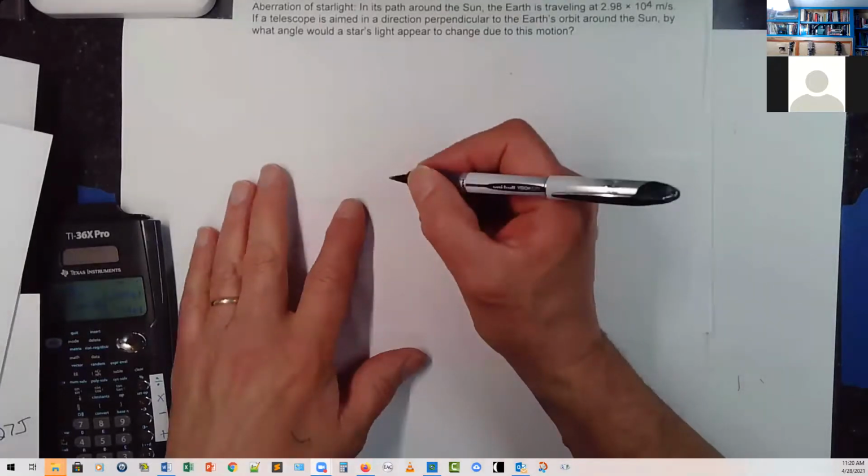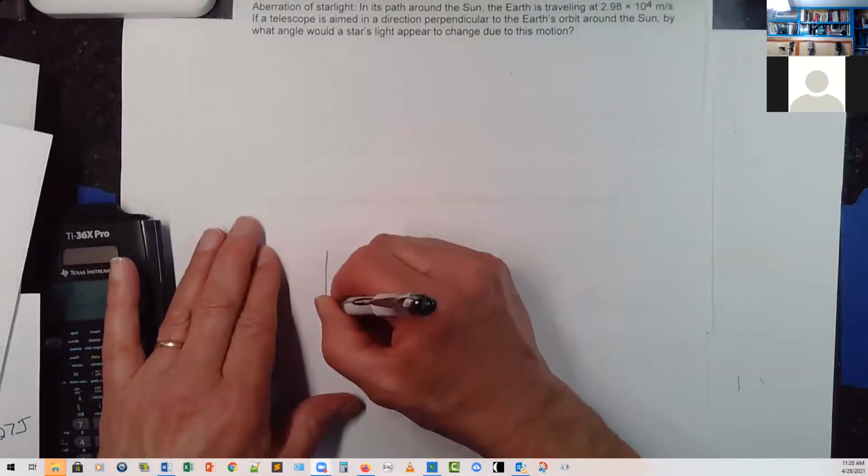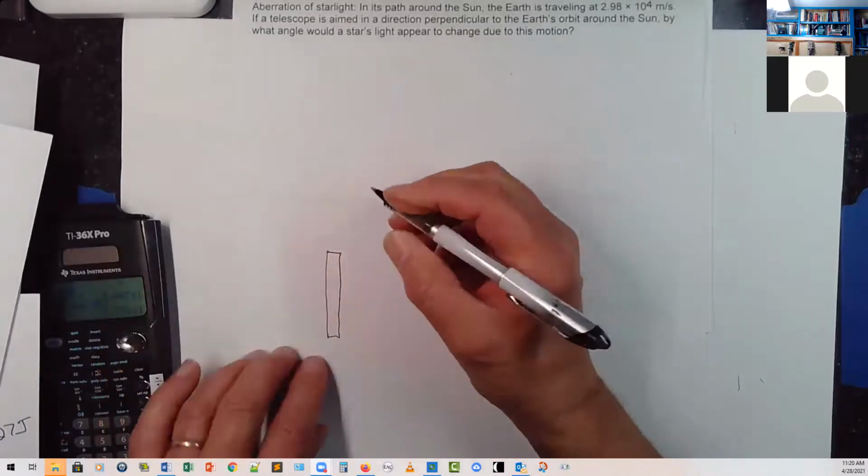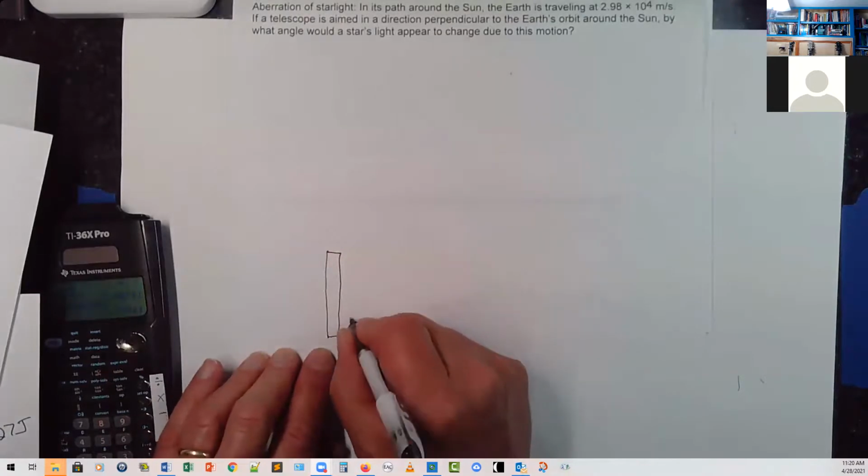Well, this is kind of interesting. So you have this vertical telescope here, like this, and it's attached to the Earth.